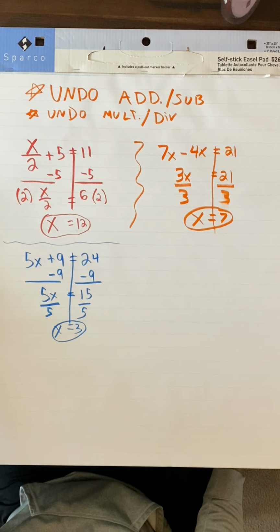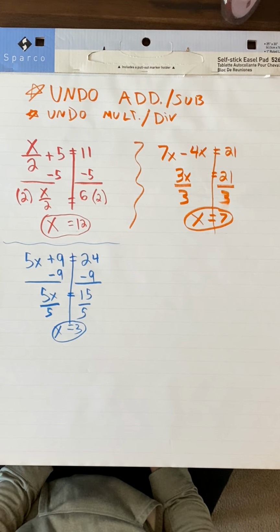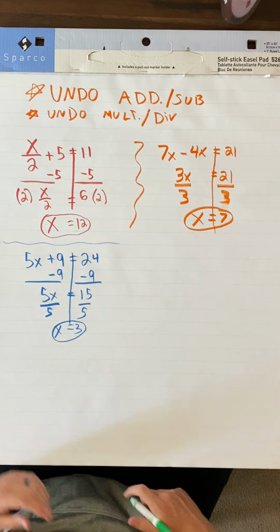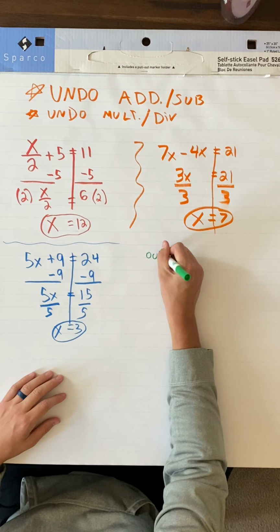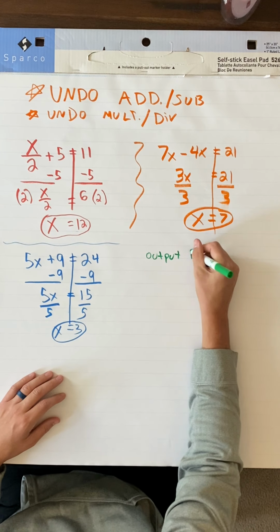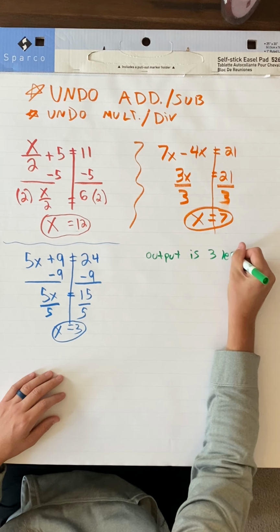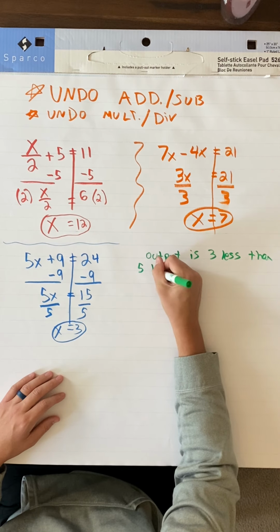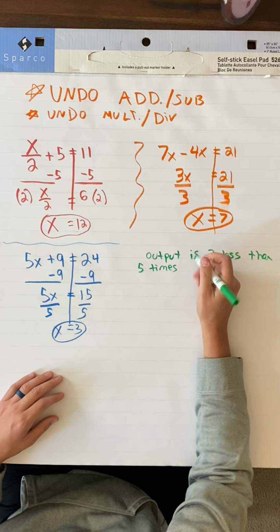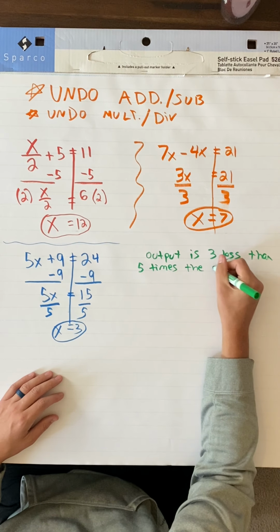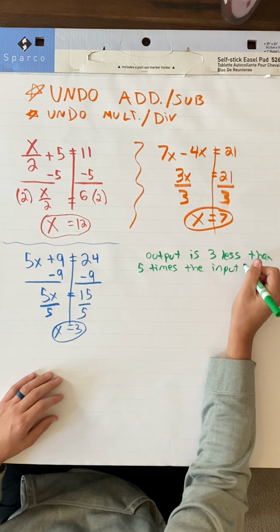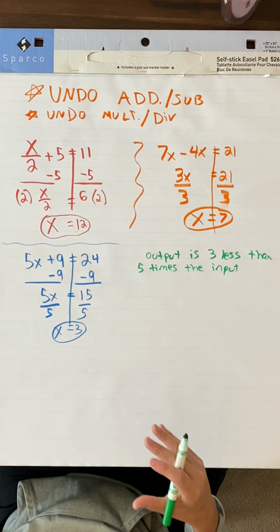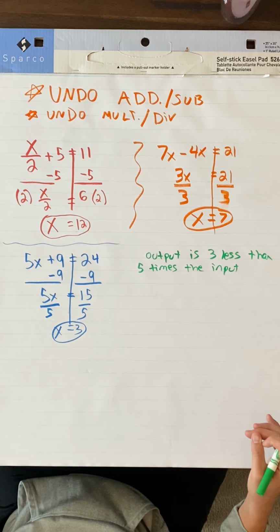Okay, I'm going to read a problem to you. It says the output of a function is 3 less than 5 times the input. And then the last part says find the input when the output is 17.